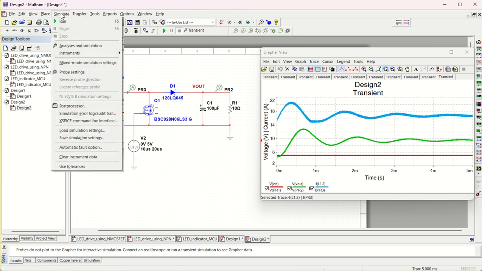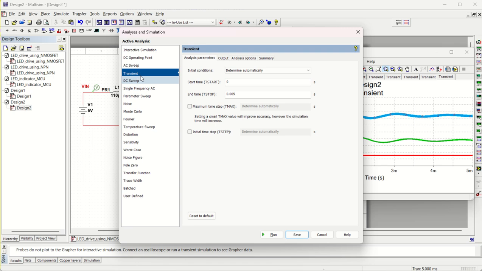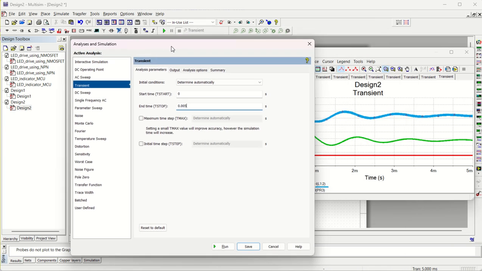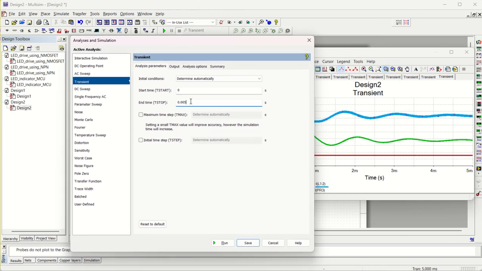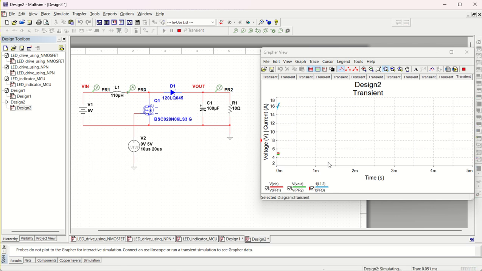Now go to simulation, analyze and simulate, and go to transient and simulate it for 5 milliseconds. Because the frequency of operation was 50 kilohertz, it means 20 microsecond, so I want several pulses, or otherwise I want to reach basically a stable position. Now let us run it and see how it is going to happen.